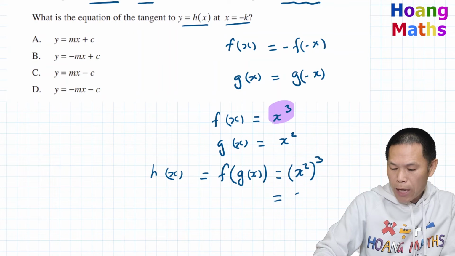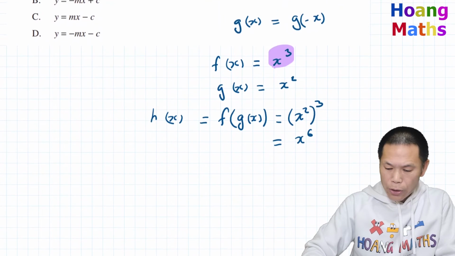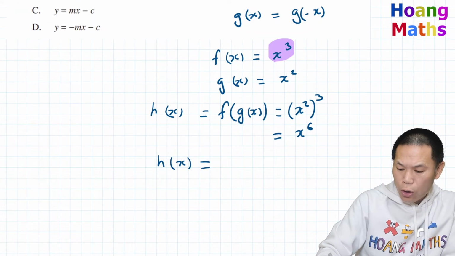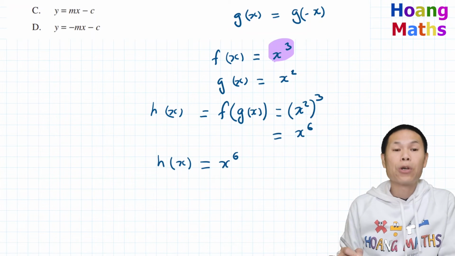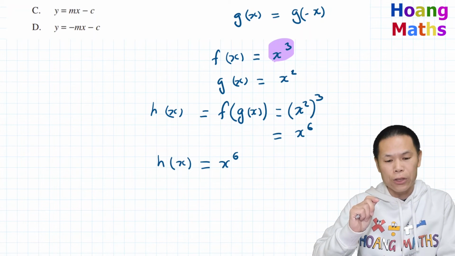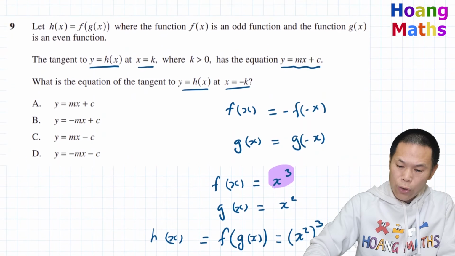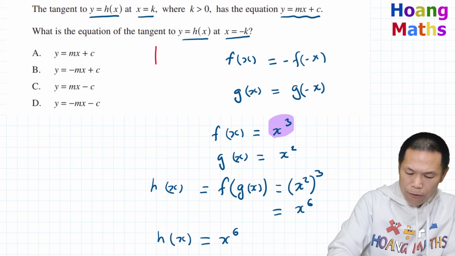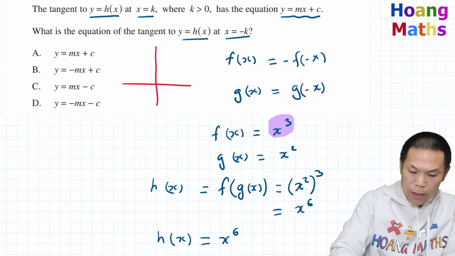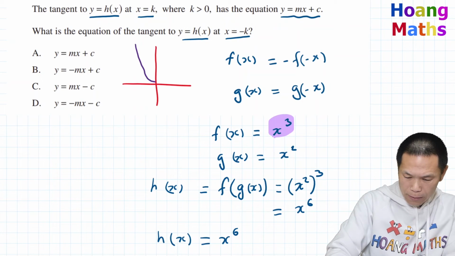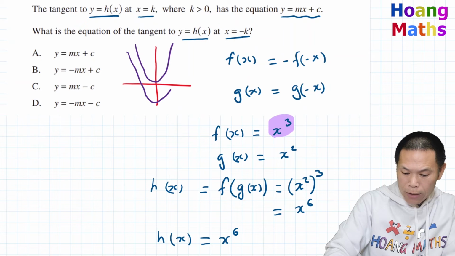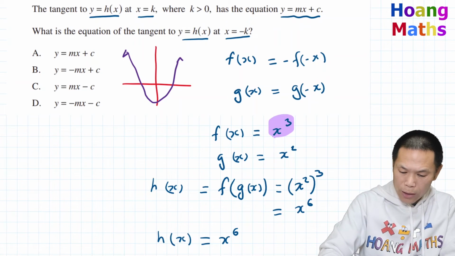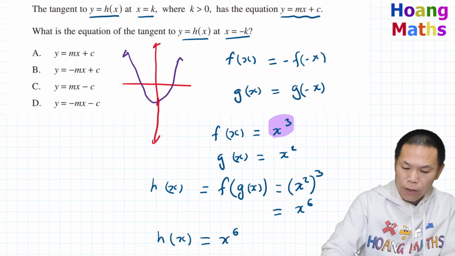So that will give me x to the power of 6. So in other words, h of x is also an even function because x to the power of 6 is an even function. So we can just do a quick sketch. Okay, so you can see, for an even function, it can be like this, or you can graph underneath or above the x-axis, doesn't matter. I just quickly draw a quick sketch, that's all. So this is h of x.